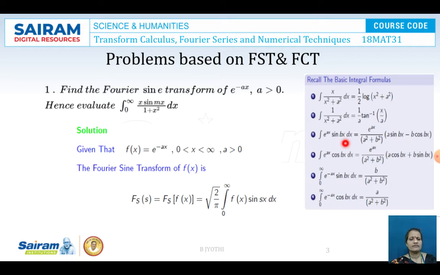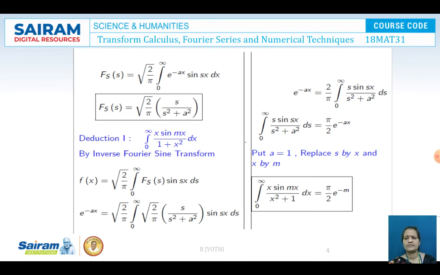So the integral of e to the power of ax into sin bx is e power ax by a squared plus b square into (a sin bx minus b cos bx). Whereas for cos bx, it is (a cos bx plus b sin bx). When a is replaced with minus a and the limits are 0 to infinity, we get b divided by a squared plus b square, and when it is cos, it is a divided by a squared plus b square. This is the formula which is very important, which we will be using.